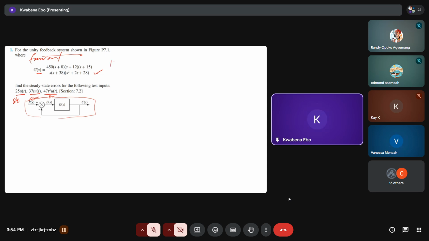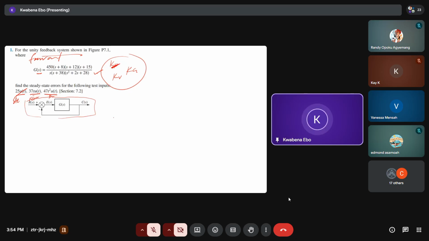To find the steady state errors, you need Kp, Kv, and Ka. Let's say we were not given this, and we were only given these two inputs, there would be no need to find Kp. But here we were given all three types of inputs, and that's why we find Kp, Kv, and Ka.